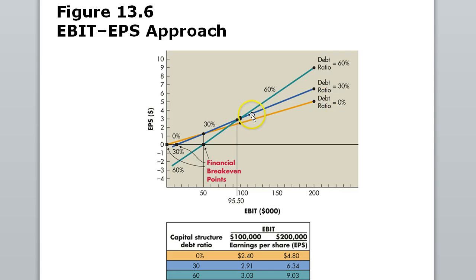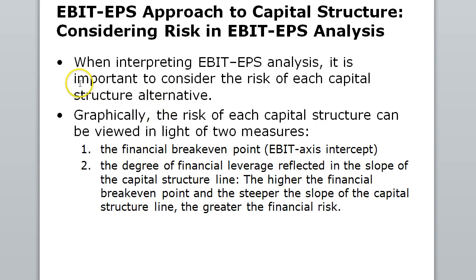So 240 to 480. On the 30%, we see that we're going from 291 to 634 as measured on the scale, and on the 60% debt, at the 100,000 EBIT, we go from 303 to 903. So you see this has the highest slope here, which would mean the most leverage. Again, this is EBIT to earnings per share and the relationship between the two variables.